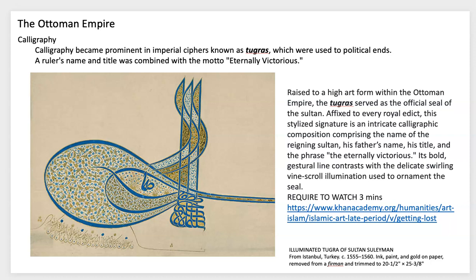And so here you're seeing something called the Tughra, which would have reflected the Sultan's seal. And this is a great video that really looks at the details of this incredibly beautiful, almost like a stamp that you also see in different cultures.